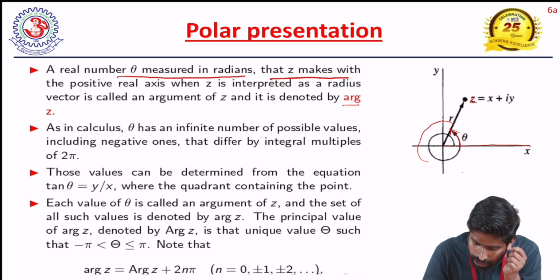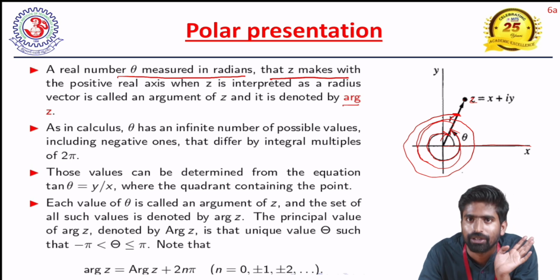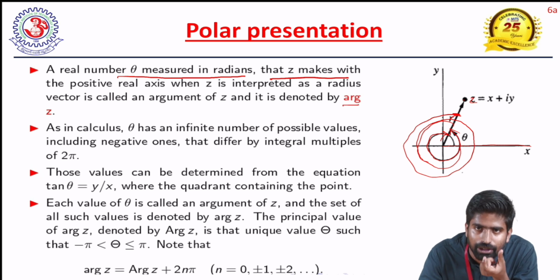Similarly, if we start measuring from there and go that way, this is also an argument. And if I complete the circle and go around again, this is also an argument of the complex number. In short, an argument is nothing but the real number theta measured in radians from the positive real axis. That's it. We have to take the positive real axis as the reference for measuring the angle of a complex number.